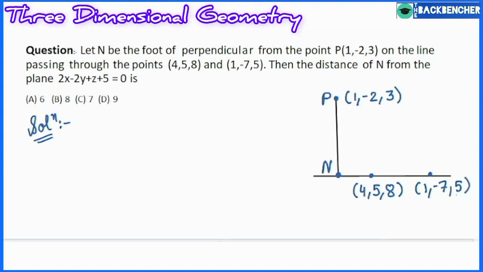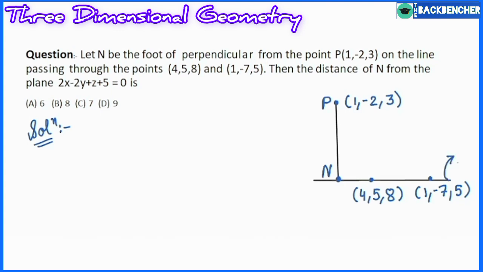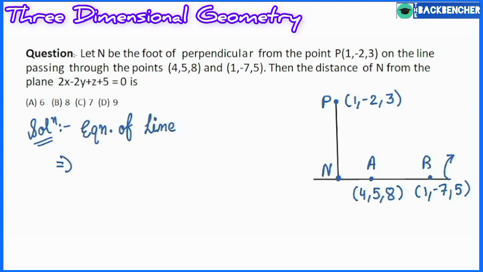Now, before going further in the question, we have to write the equation of that line. I am talking about this line. Because we already know the coordinates of the 2 points, we can easily write the parametric equation of the line on the basis of that. So let's name the line AB; the names of these points are A and B.